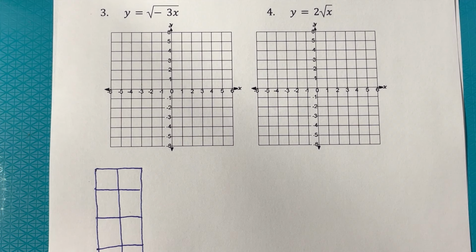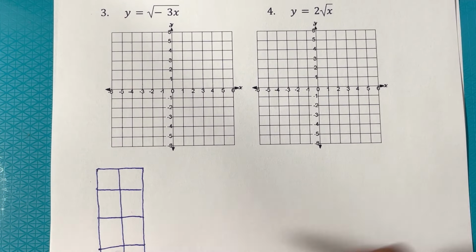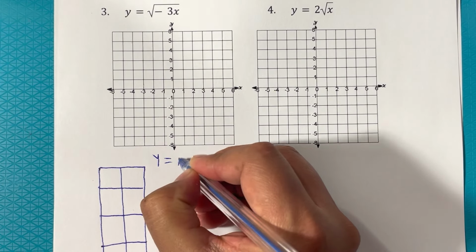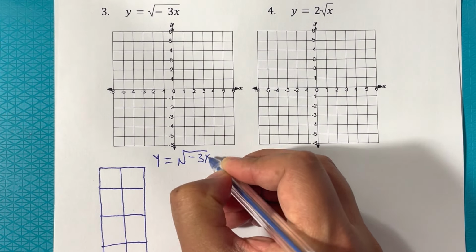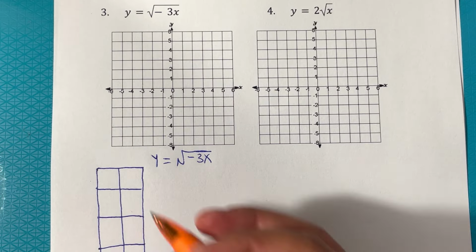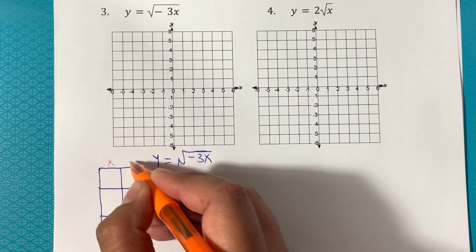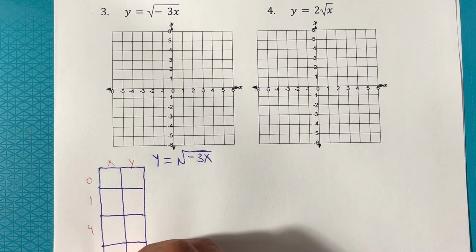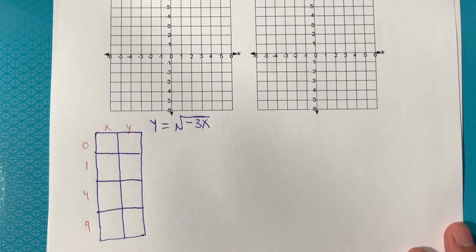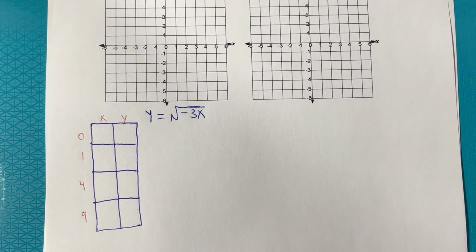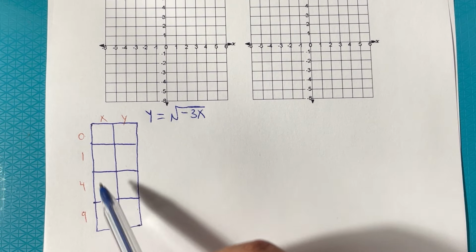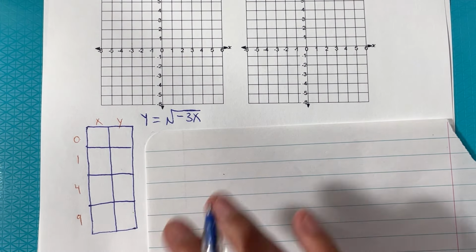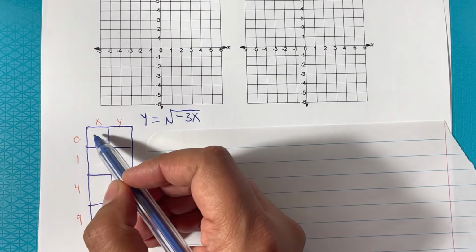For number 3, it's a little bit more tricky. Let me write it down here. But not impossible, of course. Again, for x, we need 0, 1, 4, 9. And so what we want to do in here, how do I find this value? So I'm going to use another piece of paper just so that I can show you how to find that value.